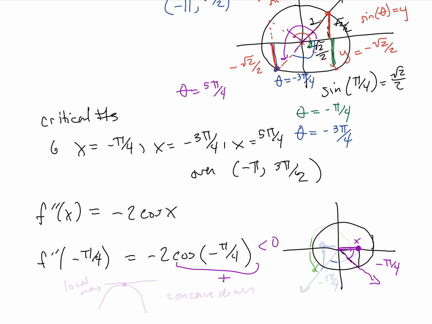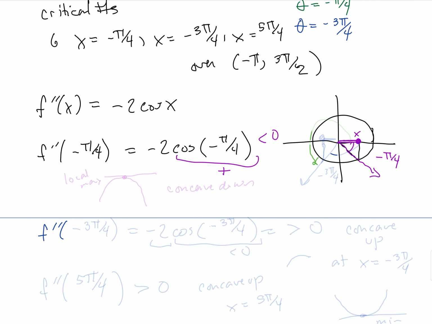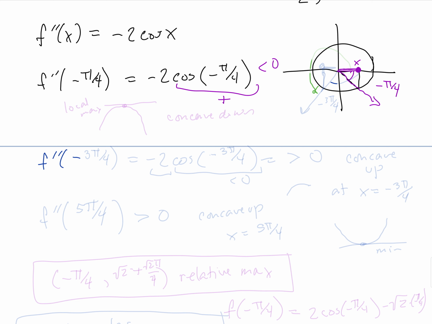What about when we do f double prime of our next critical number, negative 3 pi over 4? So that's negative 2 cosine of negative 3 pi over 4. And what is that value? So negative 3 pi over 4 is this angle right here. What's happening with the base of the triangle at that point, that x value? That's going to be a negative number. So this is less than 0, but it's times a negative, so we get a positive value. So this is greater than 0.